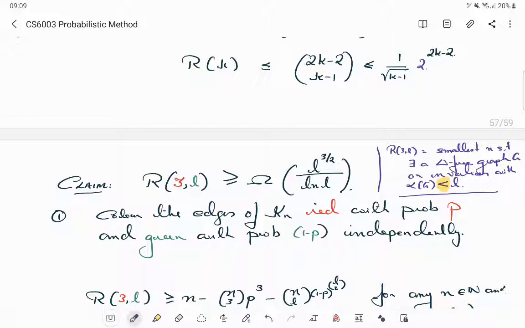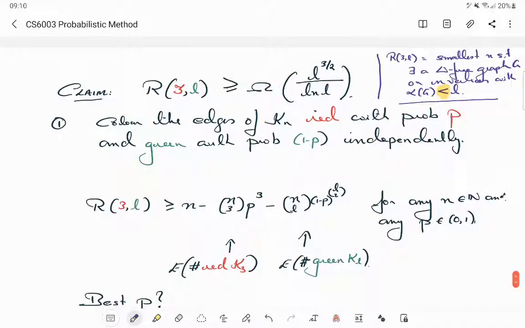Here the calculus is far more complicated than what we did earlier, but the idea is exactly the same. The only difference is that we won't go for a uniform coloring. We will go for a coloring which is still independent, but there is a parameter p. With probability p we color it red, and with probability 1 minus p we color it green. Now this is not surprising because the sizes of the red and the green cliques that we are targeting are different. Hence it's natural that the probability p may be different, and we will fix this p only later, not now.